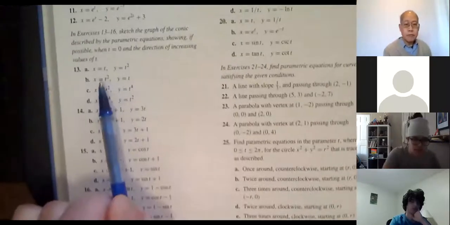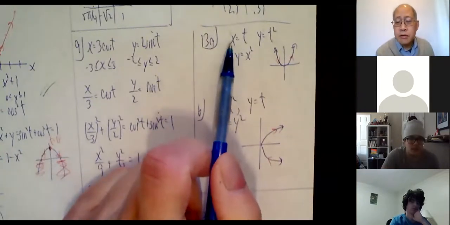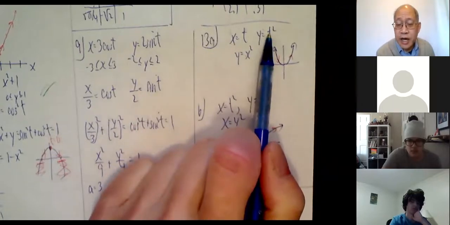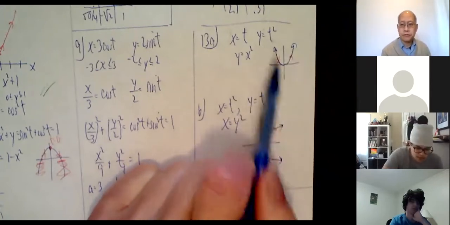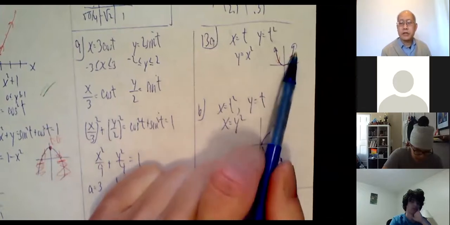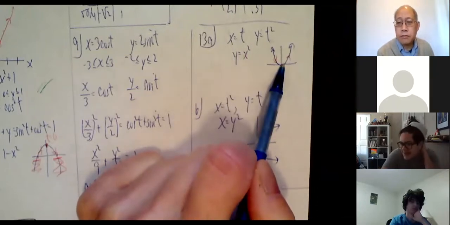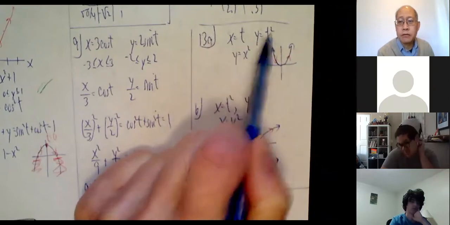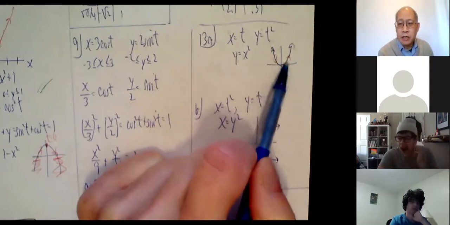So where was 13A? X is t, y is t squared. Well, since x and t are the same, just change that t to x, you get y equals x squared. We know what that looks like. It goes like so. Now, how do I know it goes this way? You can just plug in some easy numbers. Okay, when I plug in 0, I'm at 0, 0, right? Origin. Plug in 1. 1, 1. Okay, that means it's going this way. So this particle, for instance, as time increases, goes like that.